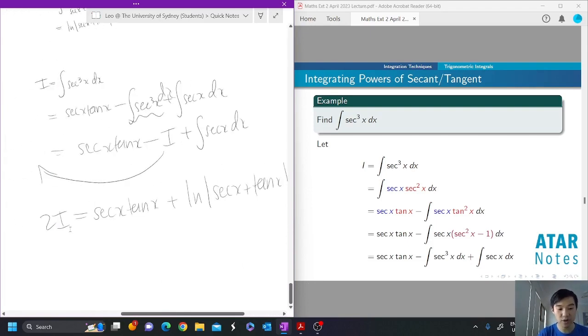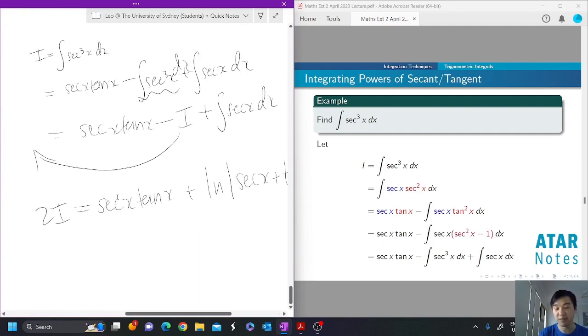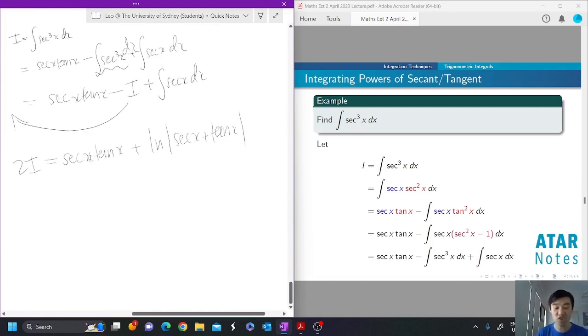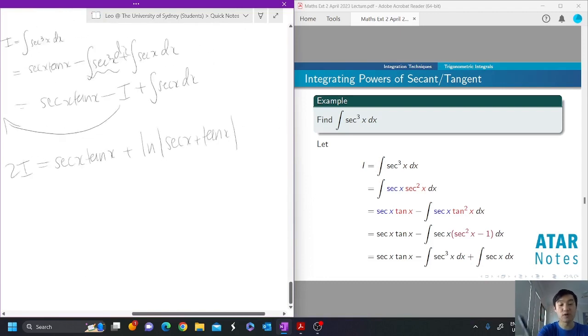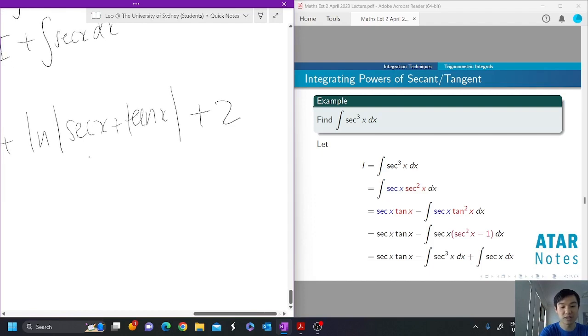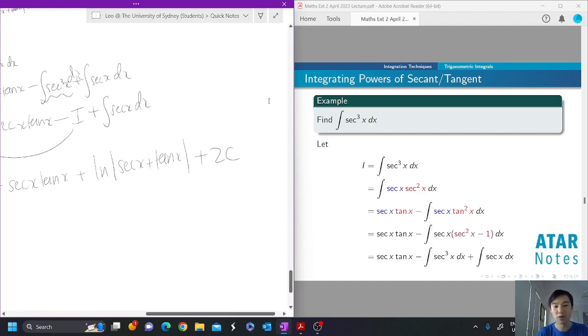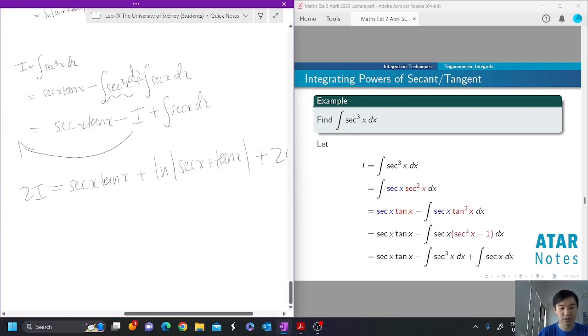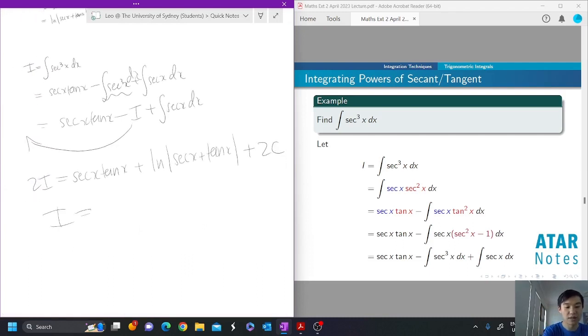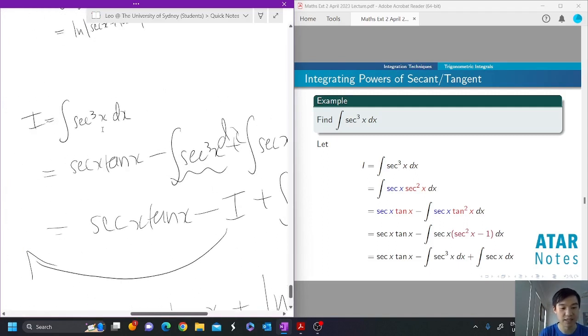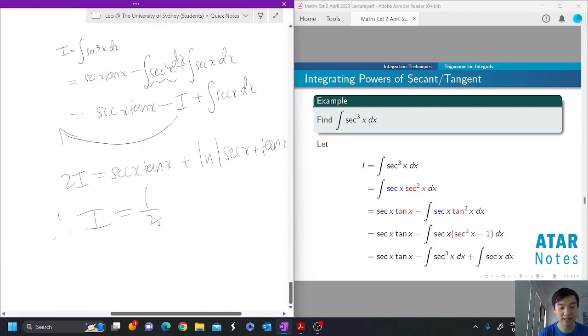But in this case, we notice how here we got a 2I. So when we simplify I, remember we let I be equal to sec cubed x. Remember, c is just any arbitrary constant. So for the sake of making your life easier, you could just do a plus 2c because it's just any arbitrary constant. So therefore, when you finally find what I is, which is the integral of sec cubed x, it's going to be half sec x tan x.